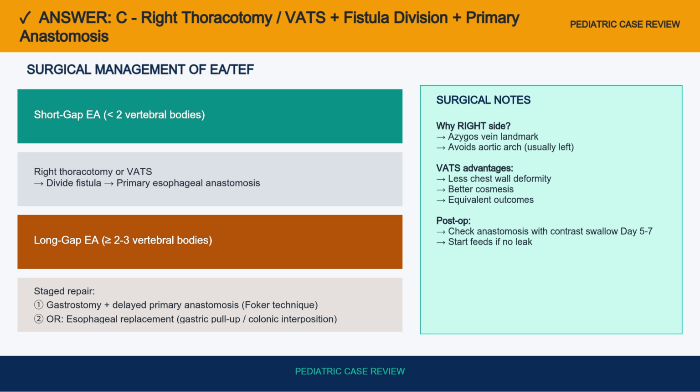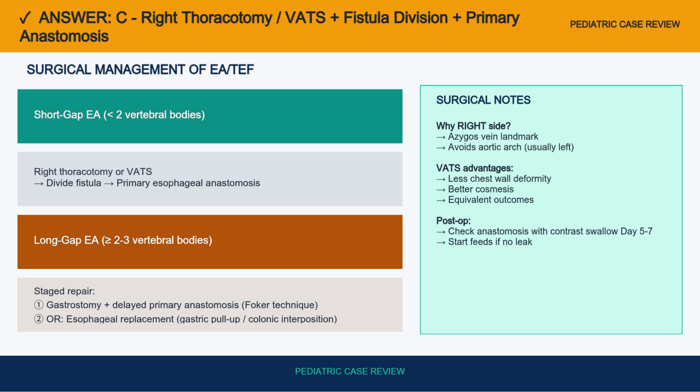The right-sided approach is used because the azygos vein serves as a landmark and the aortic arch is typically left-sided, keeping it out of the surgical field. Video-assisted thoracoscopic surgery offers advantages including less chest wall deformity, better cosmesis, and equivalent outcomes compared to open thoracotomy.